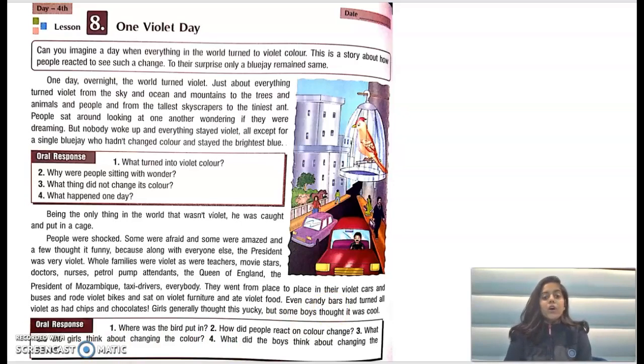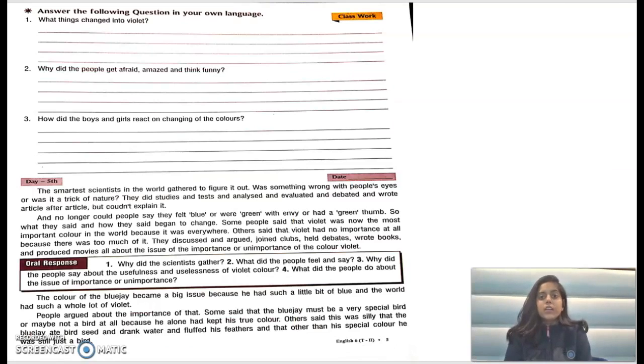Okay, children. So for today's assignment, you have to complete these three questions. So you have to complete these questions as today's assignment, and you have to submit these questions on Scholars ERP.